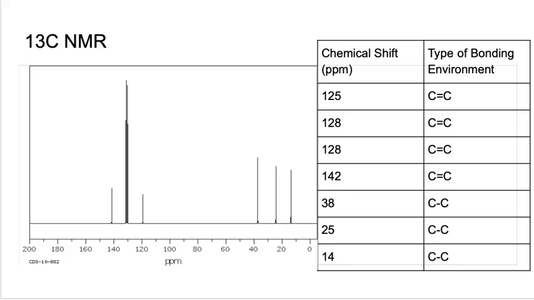The next one is going to be at 25. This will be your second to furthest alkane chain. And the third one is going to be at 14. This will be your methyl group on the end of your propane chain connected to your benzene ring.